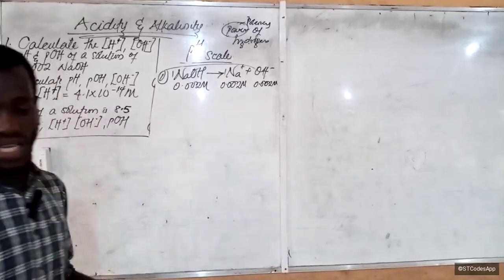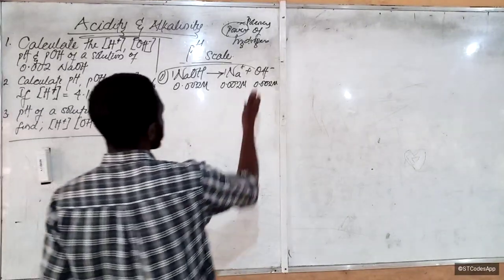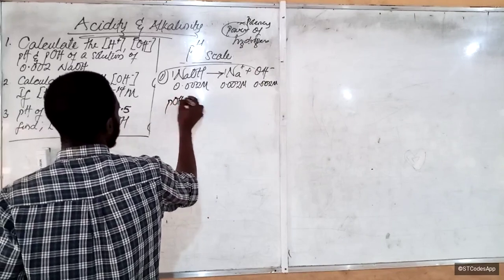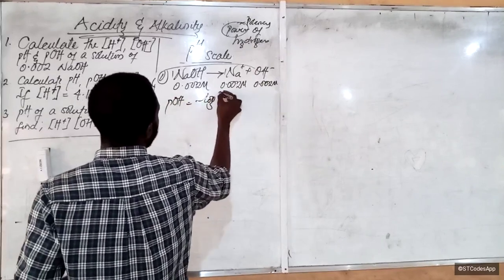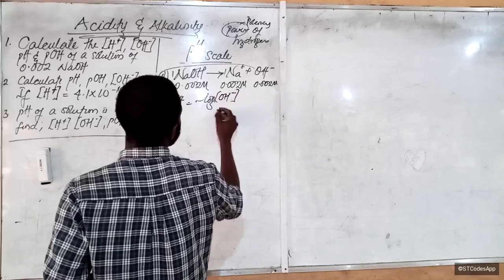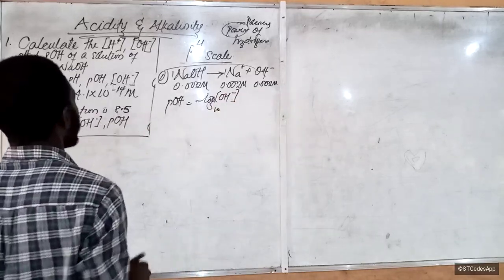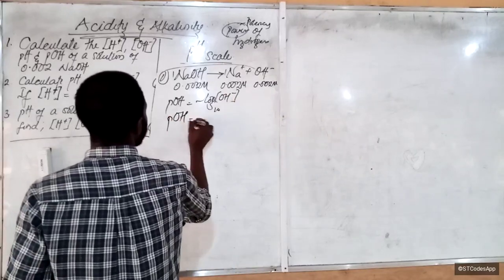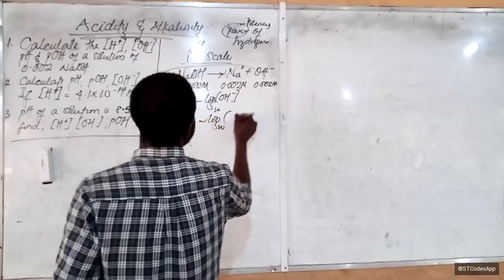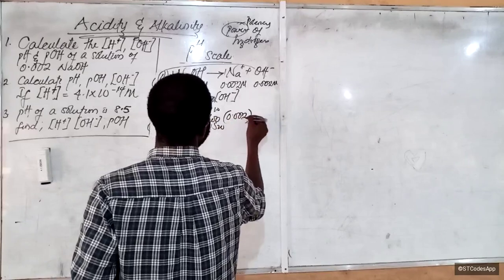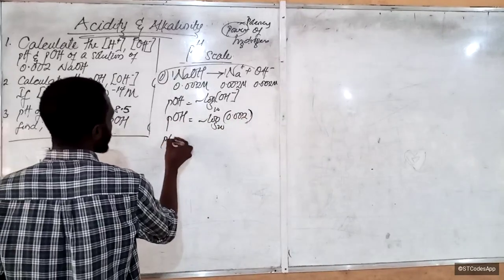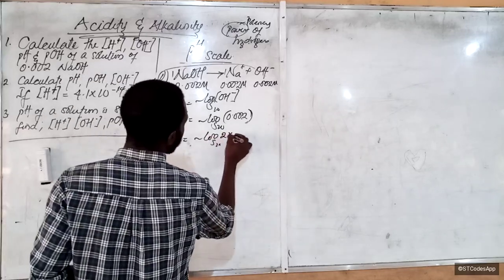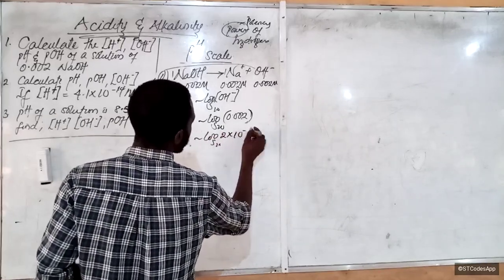Now, it is easy here to basically estimate the OH first, to calculate the pOH first. So we have that pOH is going to be equal to negative logarithm of the OH minus concentration to the base of 10. All right, so we have the concentration of this. So pOH is going to be equal to minus log to the base of 10 of this concentration, 0.02 molar. All right, and that becomes pOH equals minus log to base 10 of 2 by 10 raised to the power minus 3.